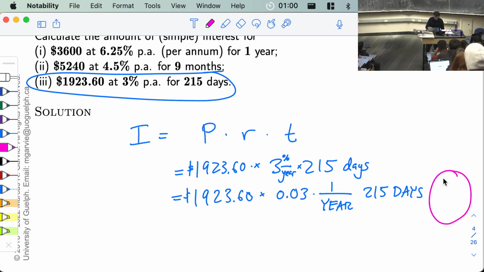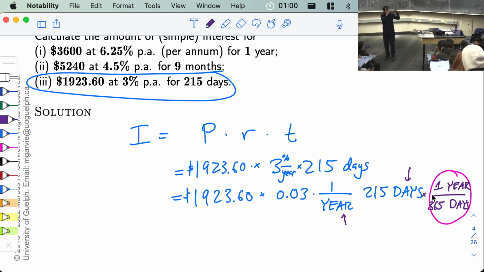What do I know is equal to 1? Do I want days on the top or days on the bottom? Let's not make the same mistake I made before. Well, okay, I want the years on the top so that the years cancel out this year on the bottom, right? And then I want days on the bottom to cancel out these days. So it should be times 1 year per 365 days.